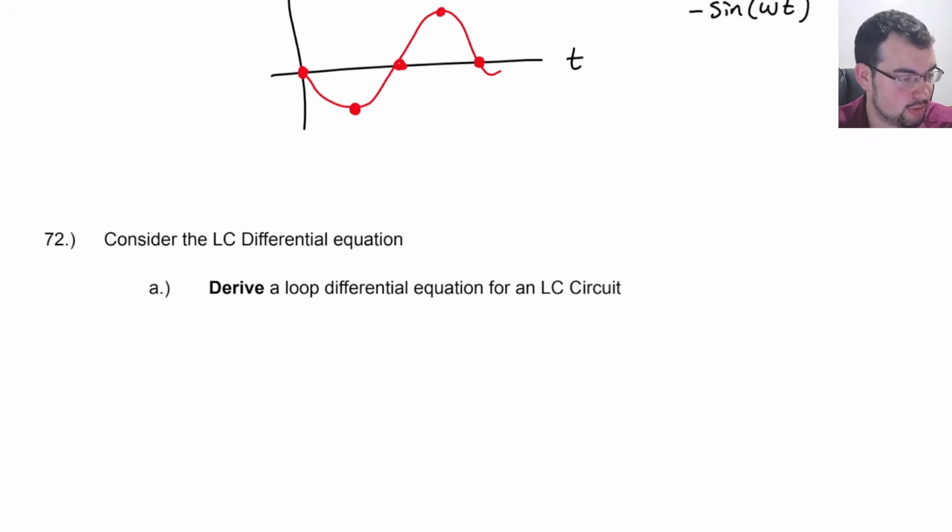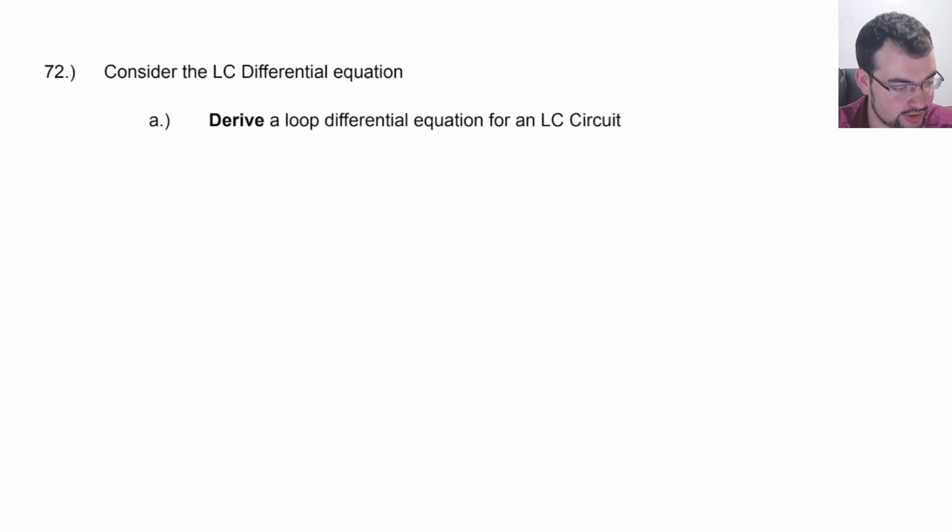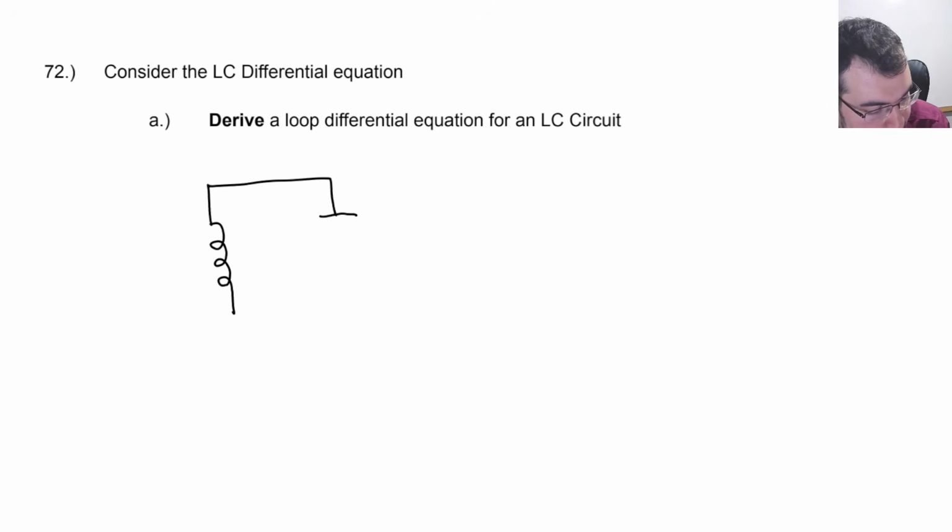All right, now let's come up with the loop equation for the LC circuit. So this is no different than anything we've done before. It's just going to take a different form because we'll see when we try to put the derivatives together, it's going to become second order.